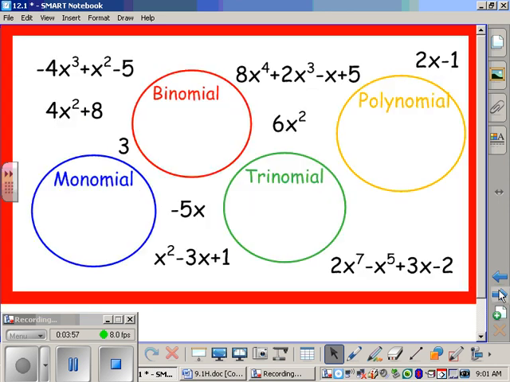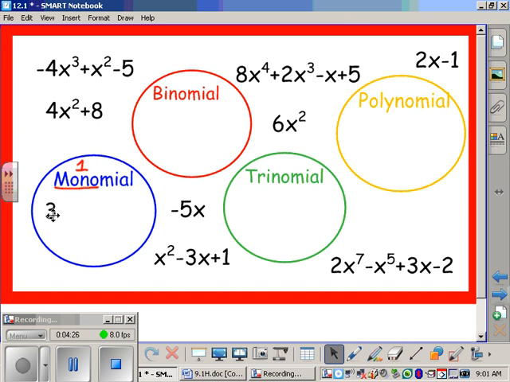The next thing you will want to understand is the words monomial, binomial, trinomial, and polynomial. The word mono means 1. So any polynomial with 1 term would be considered a monomial. So if you look at all these different polynomials in black, we're going to drag each one of them that's only 1 term into the circle marked monomial.